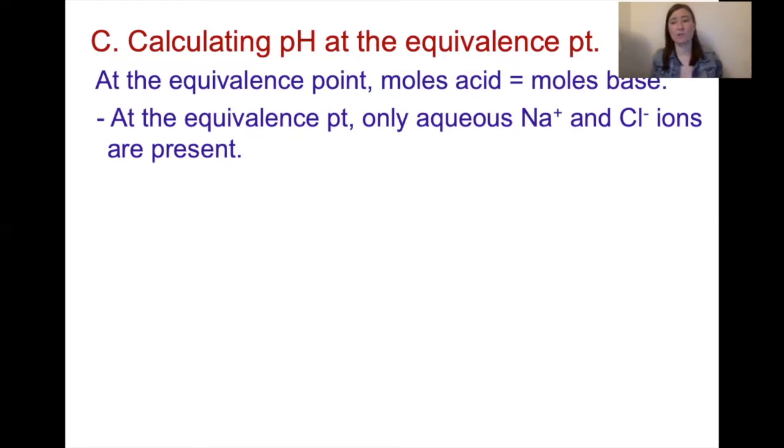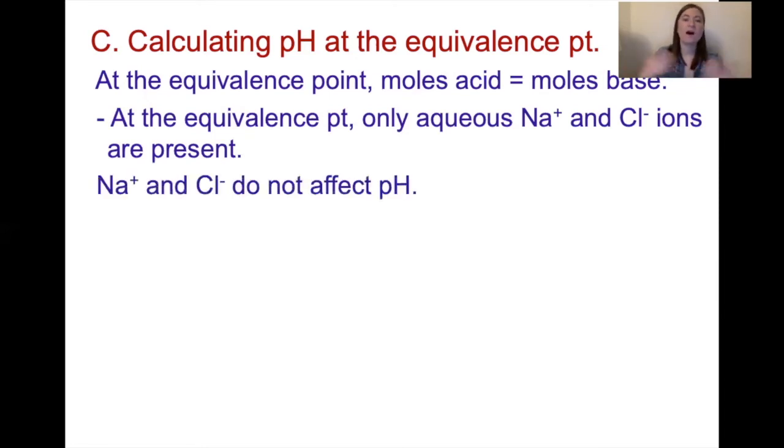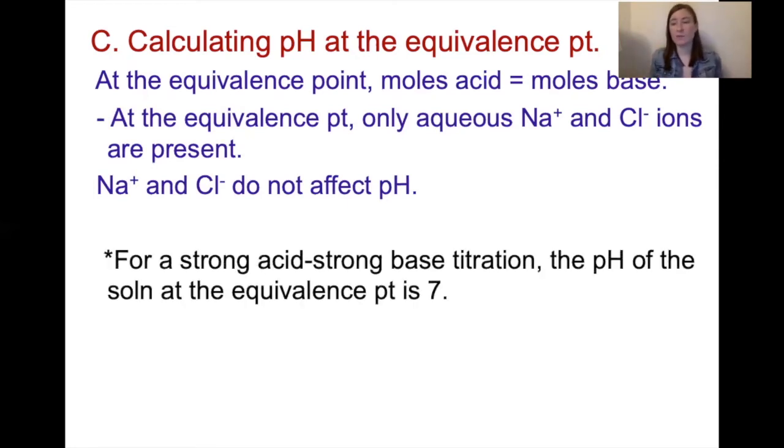Meanwhile, the H plus and the OH minus have reacted together to make water. So we've got essentially no H plus and essentially no OH minus. Of course, we have 10 to the minus 7 of both. But we've got two ions that don't impact pH, and so we're going to end up with a pH of 7. So if you're titrating a strong acid and a strong base, at the equivalence point your pH will be 7. That's not going to be true if either of these is weak.